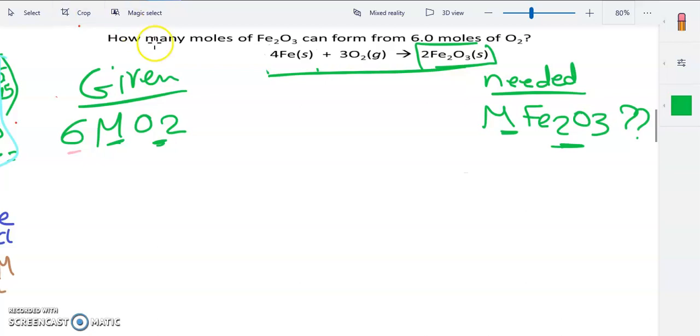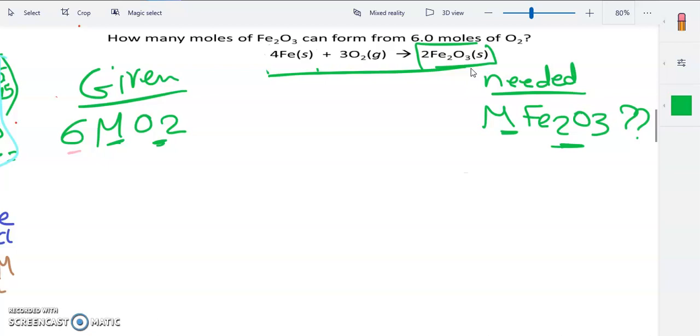Hello again, class. So this is a problem that we were trying to figure out, and it's asking about how many moles of Fe2O3 can form from using 6 moles of O2. In this equation, they give us the equation. You can see that 3 moles of oxygen can form 2 moles of Fe2O3, but we need 6 moles of oxygen. We need to calculate it for 6 moles of oxygen.